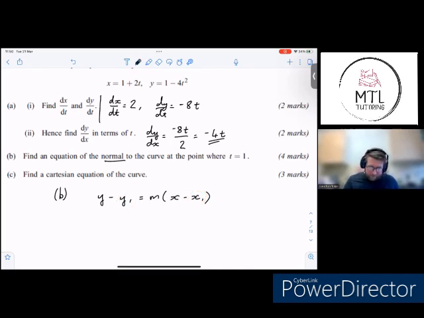So t equals 1, x equals 1 plus 2. And if t equals 1, y will equal 1 minus 4. So there we go. We've got our y1 and our x1.